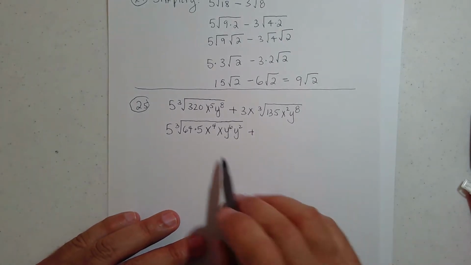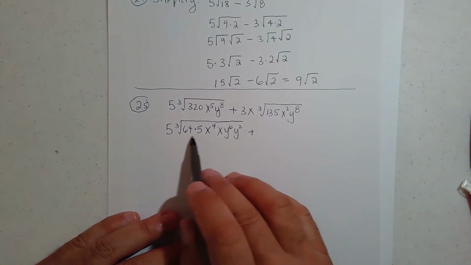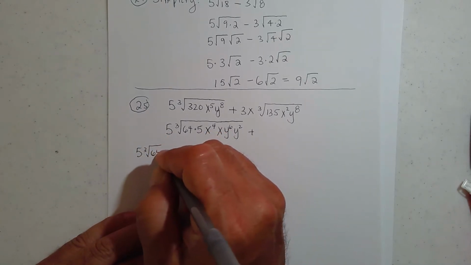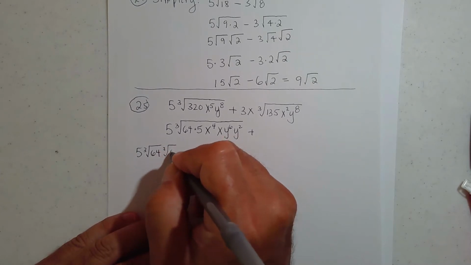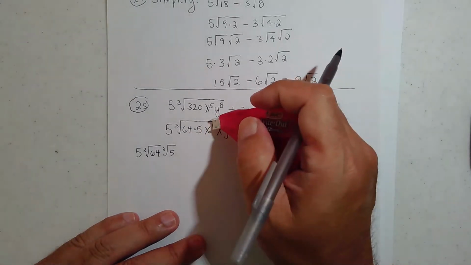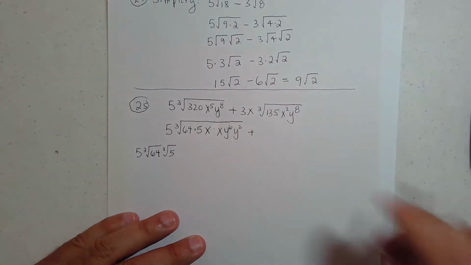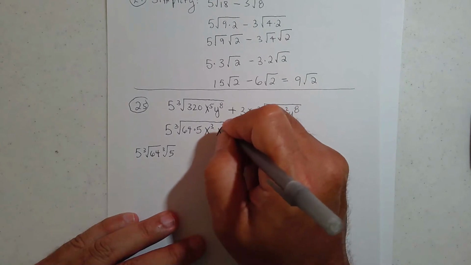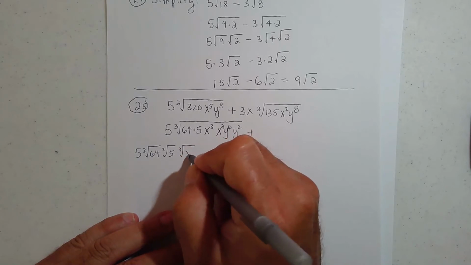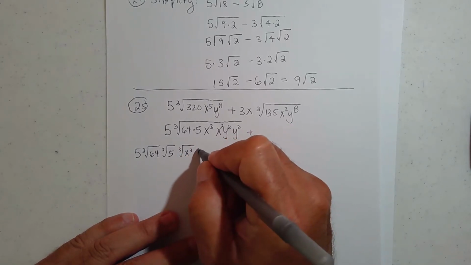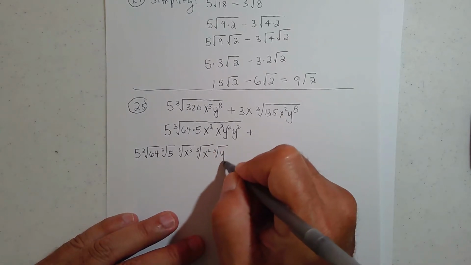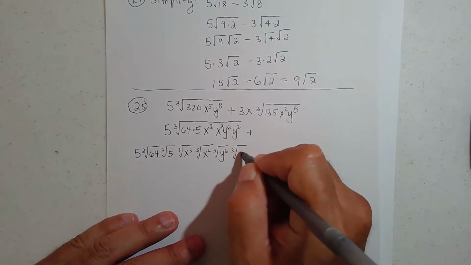Okay, so let's clean up this particular one, then we'll go back to that one. So they have the cube root of 64, cube root of 5. Oops, so this should have been cubed into the second. So this would be the cube root of x cubed and the cube root of x to the second, cube root of y to the sixth, cube root of y to the second.